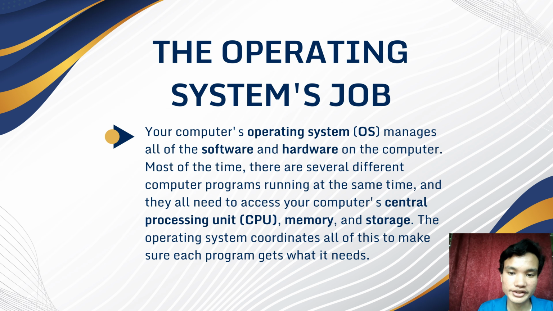The operating system's job. So what is the function of an operating system? Your computer's operating system manages all of the software and hardware on the computer. Most of the time, there are several different computer programs running at the same time, and they all need to access your computer's central processing unit or CPU, memory, and storage. The operating system coordinates all of this to make sure each program gets what it needs.